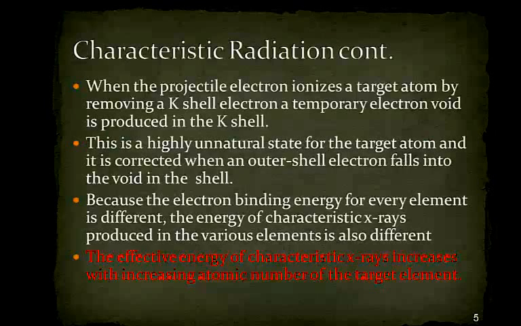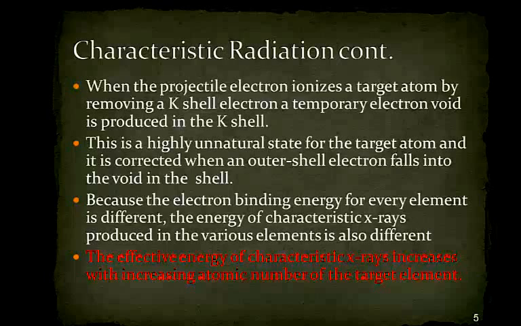More on characteristic radiation. When the projectile electron, the one coming from the cathode, ionizes something at the target, it removes the K-shell electron, and you have a temporary void in the K-shell. This is a highly unnatural state for the target, because what you want is to be stable, so an outer shell electron falls into that inner void.